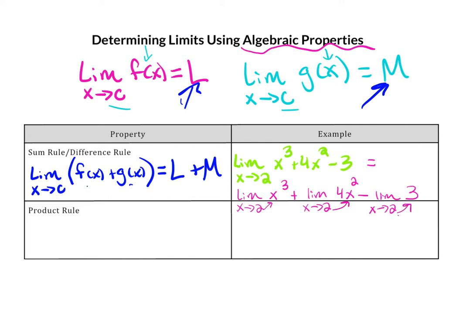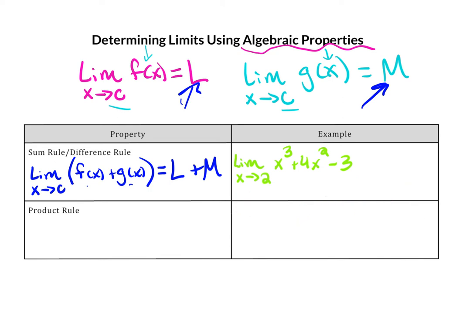So this is 2 to the third plus 4 times 2 squared, and then the x value is 2 when y is 3, so y is just always 3, so minus 3. So that is 8 plus 16 minus 3, which is 21.